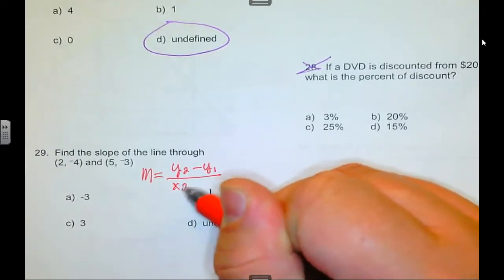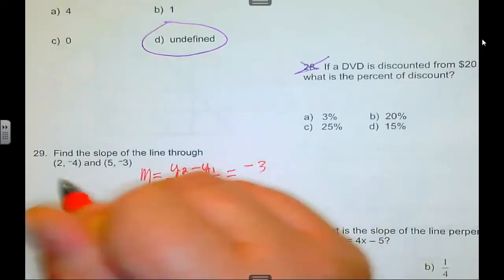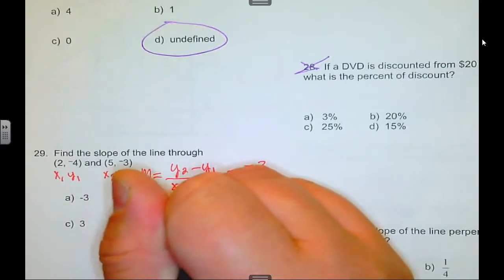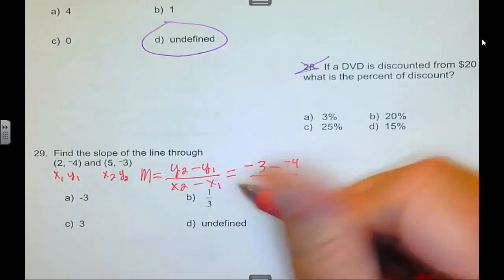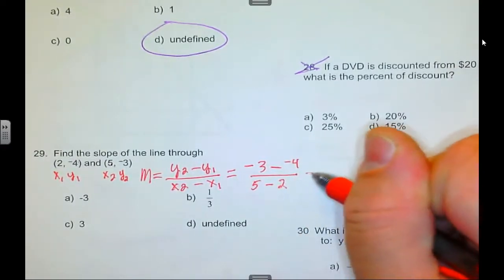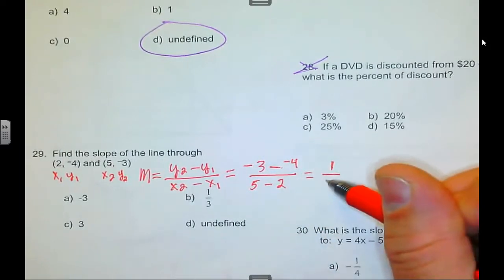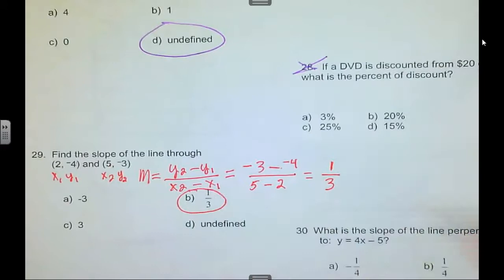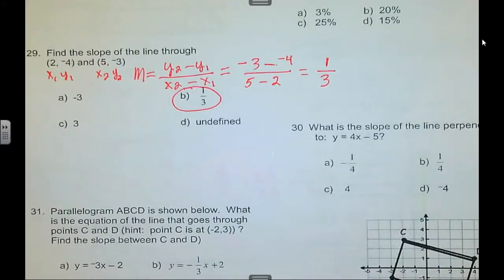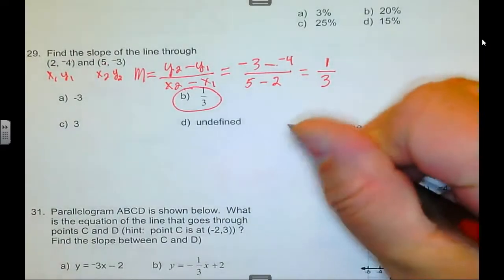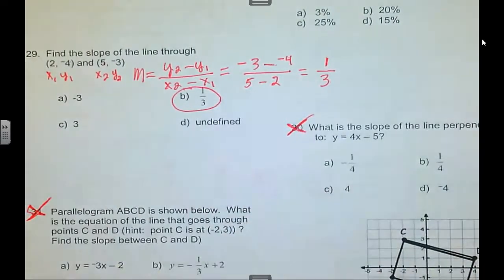y2 minus y1 over x2 minus x1. So I have negative 3, this is my x1, y1, x2, y2. So I have negative 3 minus my y1, which is negative 4. All over my x2, 5 minus my x1 is 2. Negative 3 plus 4 is positive 1. 5 minus 2 is 3. B. Okay, we didn't do perpendicular slopes. And this is going to be a parallel.